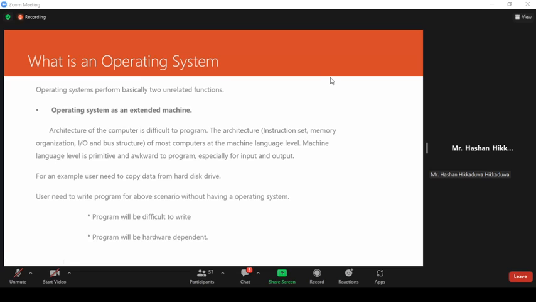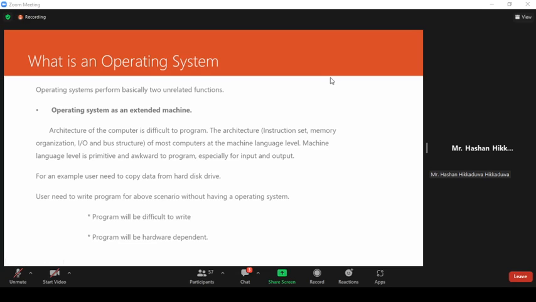Now assume there is no operating system, only application software and hardware, right? The user needs to copy data from the hard disk drive, similar to the earlier question. Then the user needs to write programs for the above scenario without having an operating system. Then the program will be really difficult to write, and the program will be only hardware dependent, right?